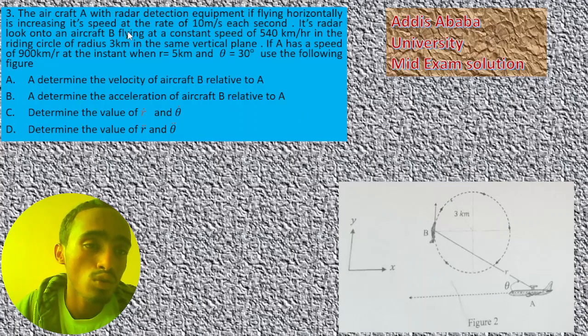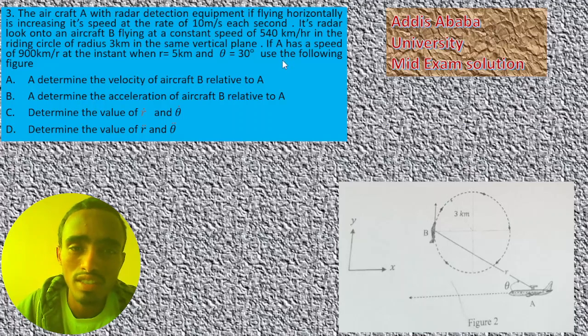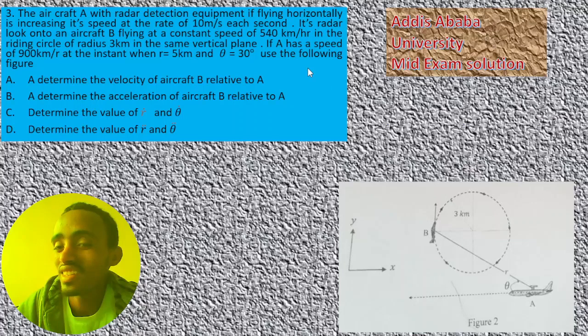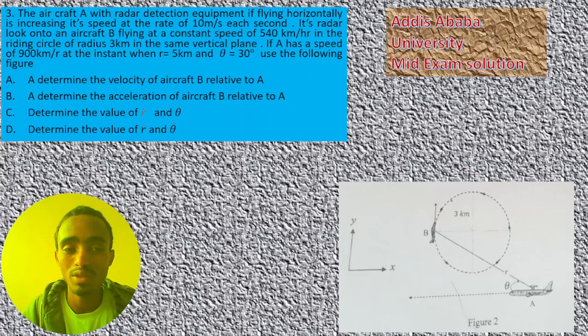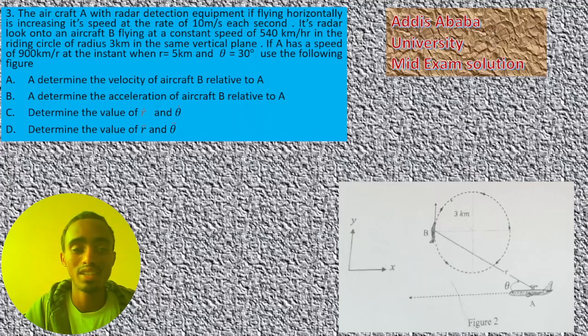Its radar looks onto aircraft B flying at constant speed, which means the acceleration of B is 0, because acceleration is the rate of change of velocity. Since the magnitude of velocity, which is speed, is constant, the acceleration is 0. So the acceleration of B is 0 because the speed is constant.